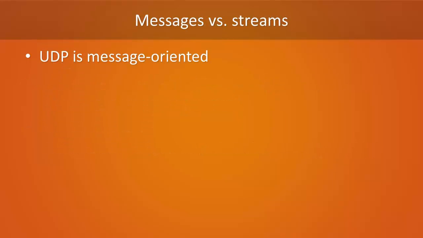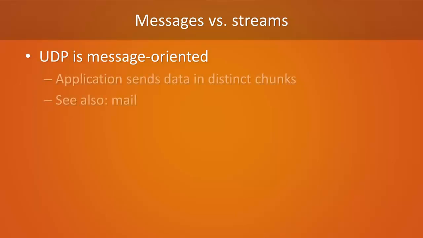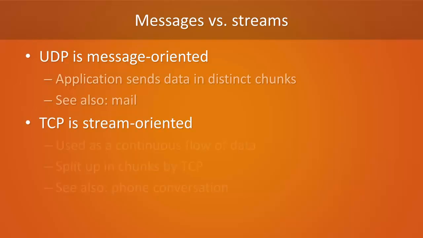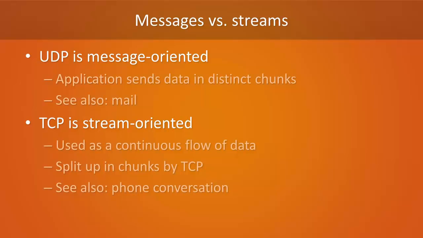Both protocols are also different on a conceptual level. We call UDP message-oriented, which means that applications send their data in distinct chunks. Think of it as snail mail, email, or text messaging. Now TCP on the other hand is stream-oriented. It is used as a continuous flow of data.